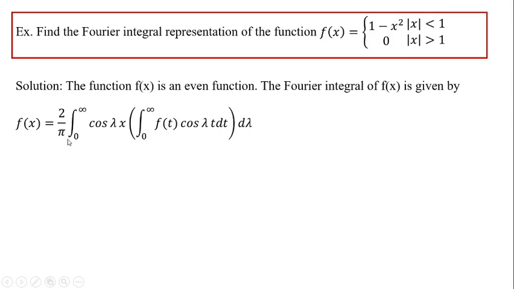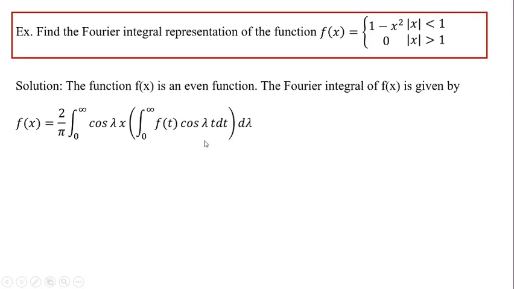So what is the Fourier cosine integral formula that we have seen just now? That is f of x is equal to 2 by pi integral 0 to infinity cos lambda x, then integral 0 to infinity f of t cos lambda t dt, then integration with respect to the parameter lambda. Now let's first solve the inner integral. So we need to substitute the value of f of t.